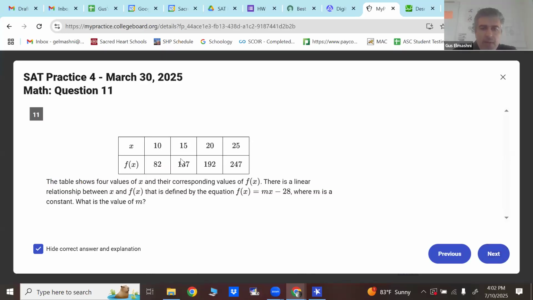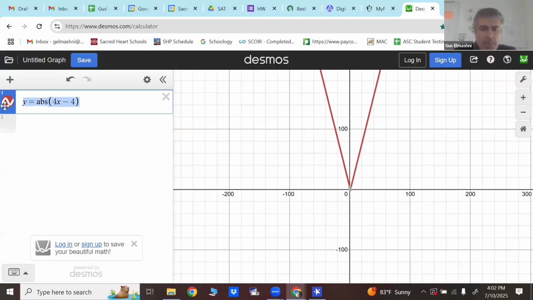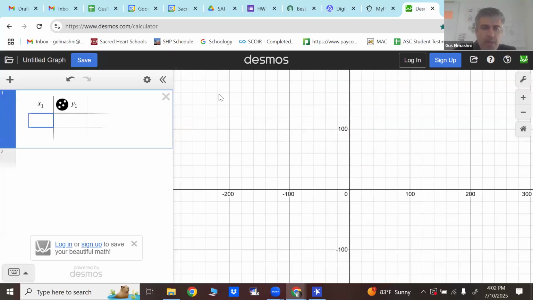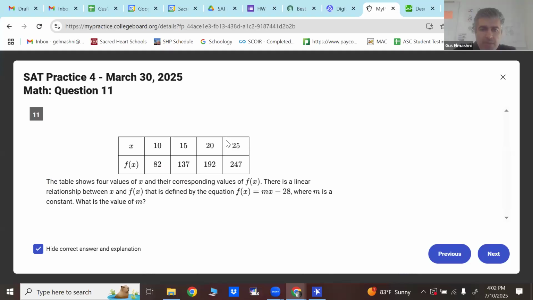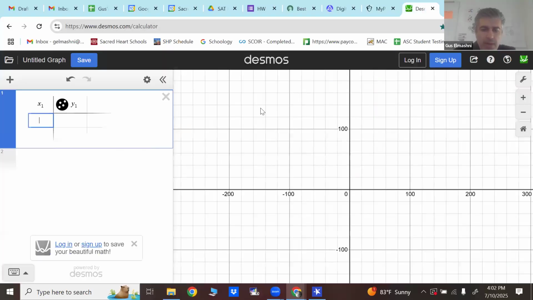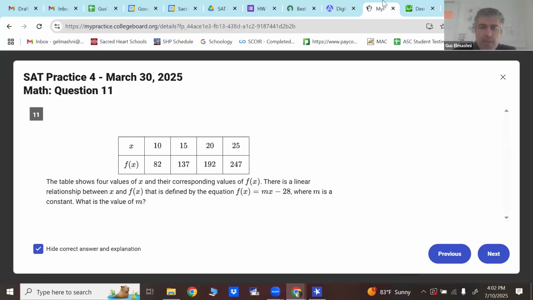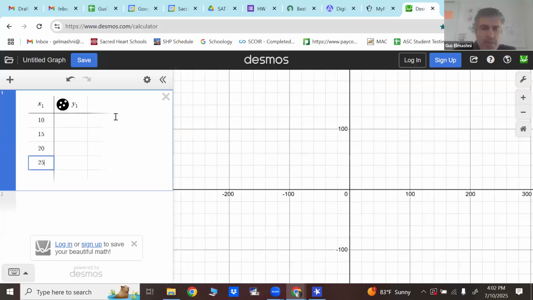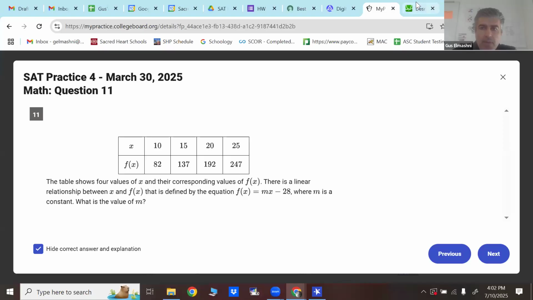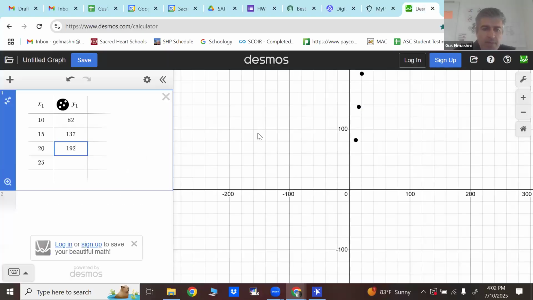Here's another one, another way. So here's a table, and they say it's linear, so it's a line. So if you actually were to type in table, the table pops up, and put in these values for x and y, so 10, 15, 20, 25. Then for y, 82, 137, 192, and 247.